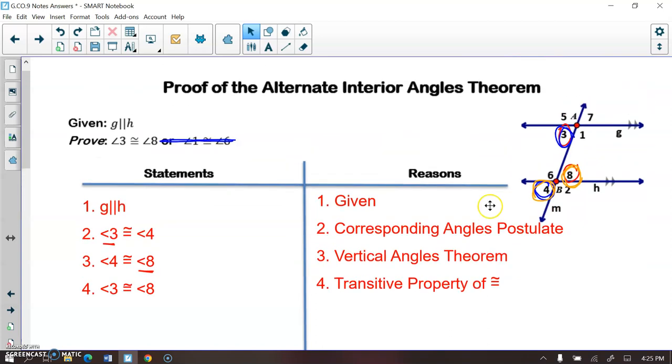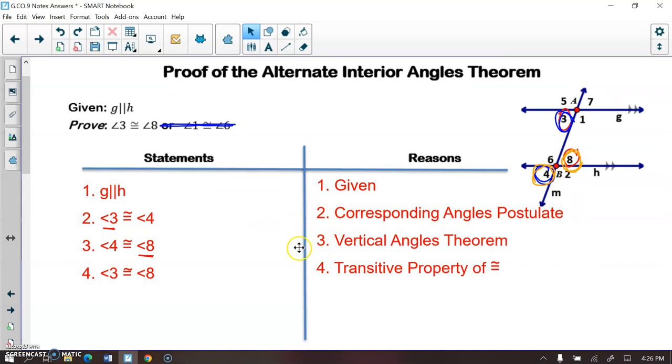Now that we proved the alternate interior angles theorem, we're not going to do the alternate exterior angles theorem, but you may have to do that on your homework, so you're going to use this as a guide to help you prove the alternate exterior angles theorem.